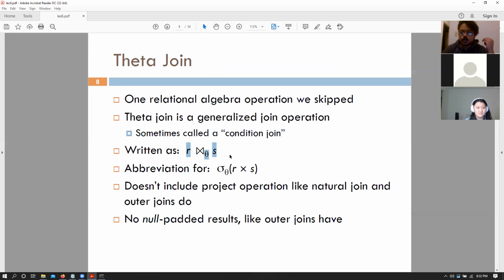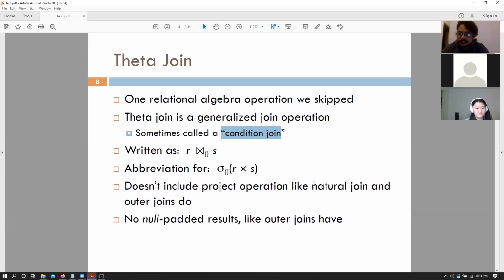And it is a generalized join operation, sometimes also called a condition join, where you can have an equality join, or you can have an inequality join, or a less than join, or a greater than join, or any predicate that you want. So for a given join, you can actually specify the join operations that you want to condition it by. Right. So that is in general what we call a theta join. A theta join is very general.